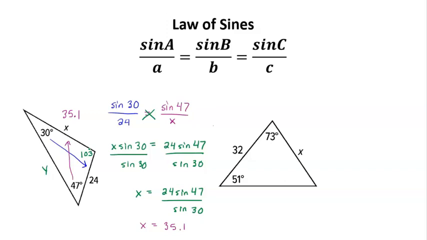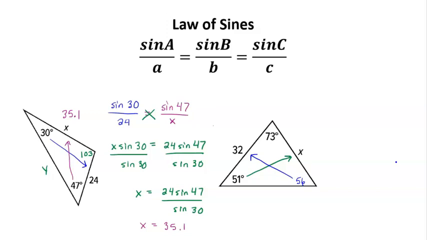All right, let's go ahead and try this other one. So we're going to do the same thing with this one. I see that 51 is across from x. And then see how we have 32, but we don't have that third measure. And so we have to use our triangle sum theorem. So we're going to do 180 minus 51 minus 73, and that gives us 56. And now we have that 56 going across the 32.